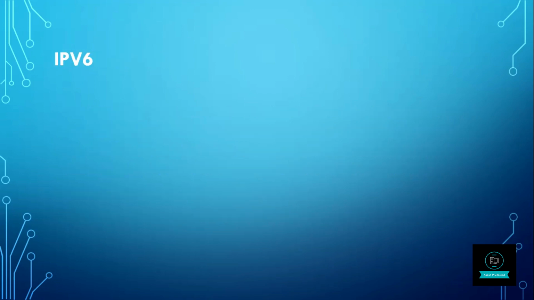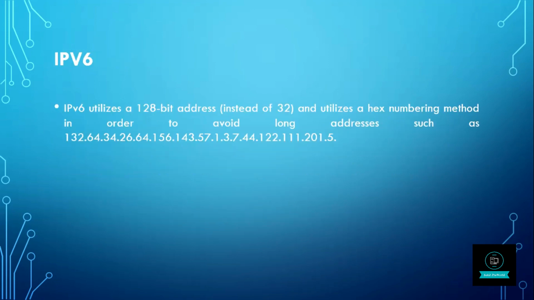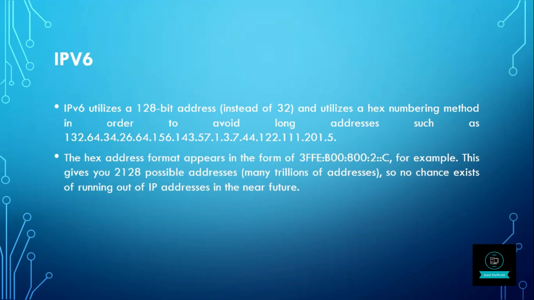Now the topic is IPv6. IPv6 utilizes a 128-bit address instead of 32 and utilizes a hex numbering method in order to avoid long addresses such as given below. The hex address format appears in the form of 3FFE:B00:800:2::C. For example, this gives you 2^128 possible addresses. Many trillions of addresses, so no chance exists of running out of IP addresses in the near future.